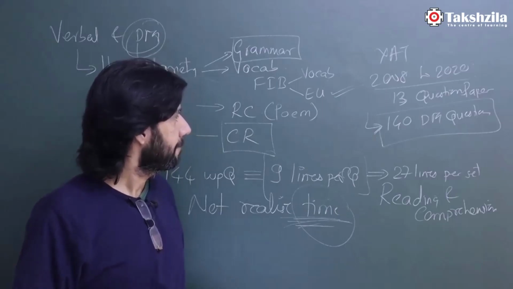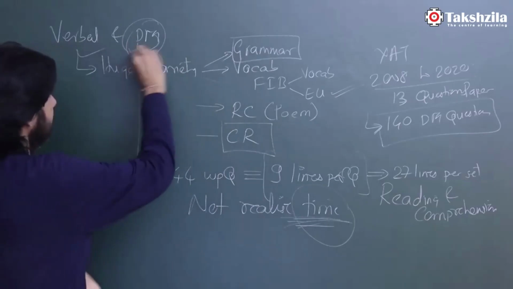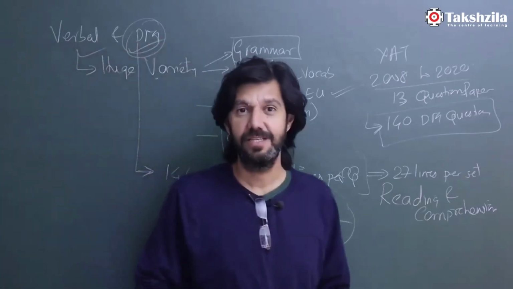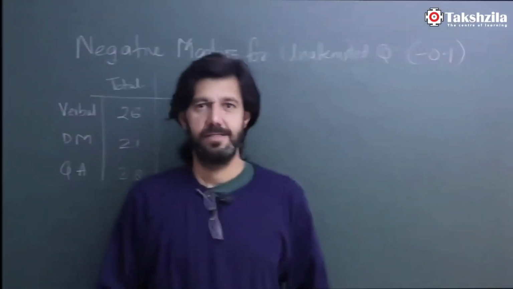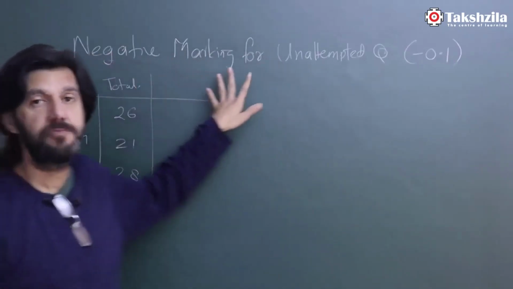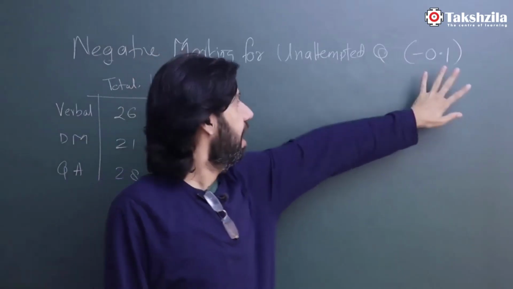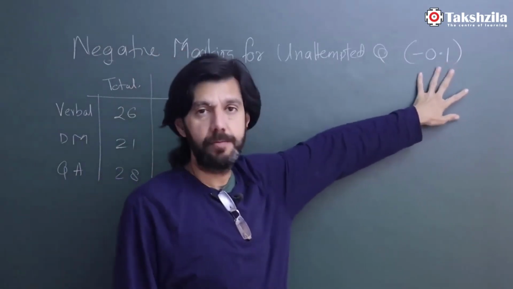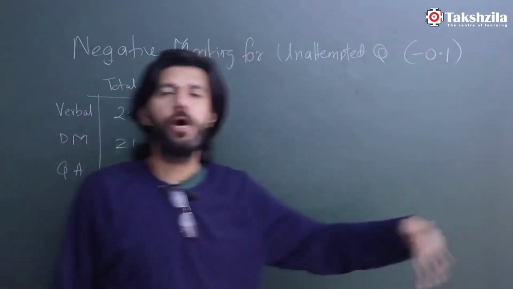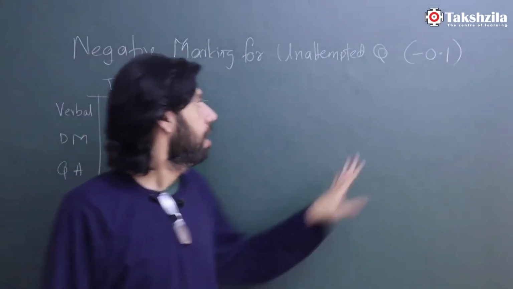So there's one more point when we talk about these two sections that I want to talk about, and again a very significant one. You must be aware that there is negative marking for unattempted questions at the rate of 0.1 per question beyond 8 unattempted questions.